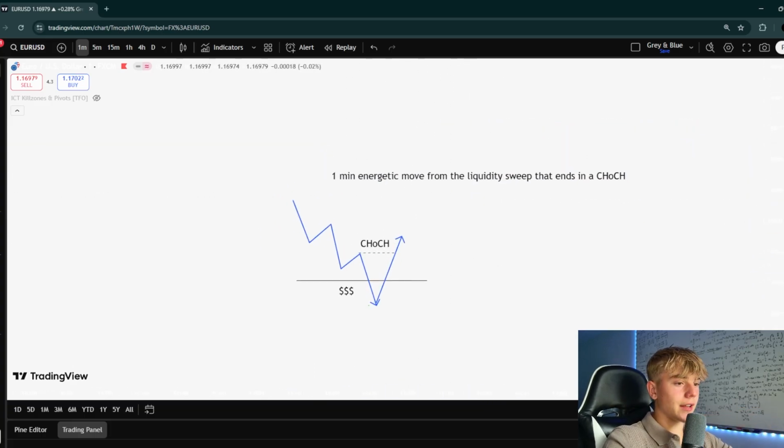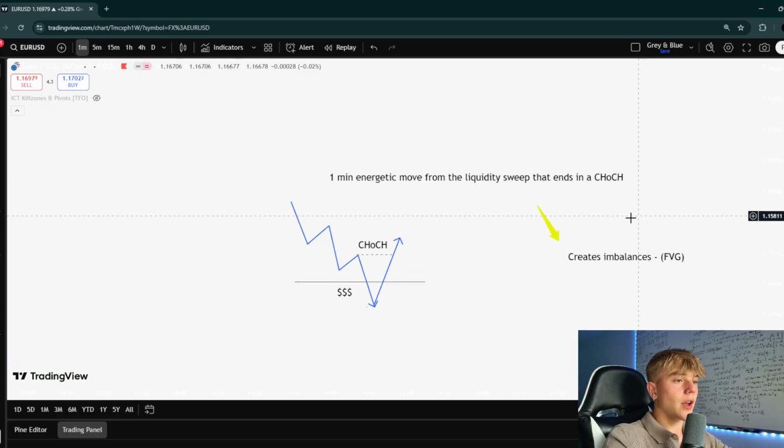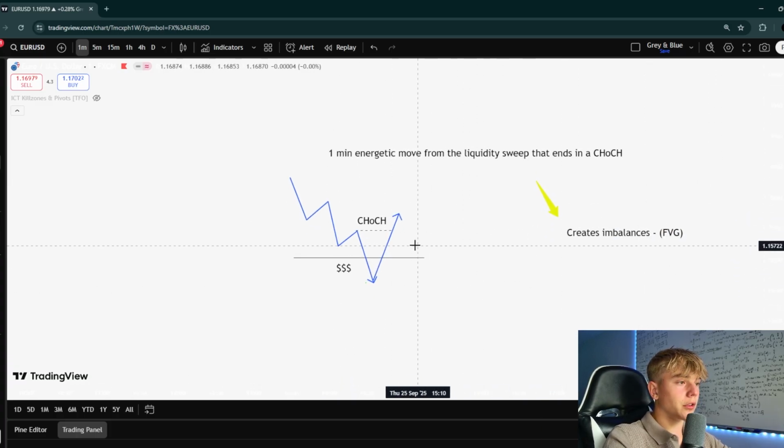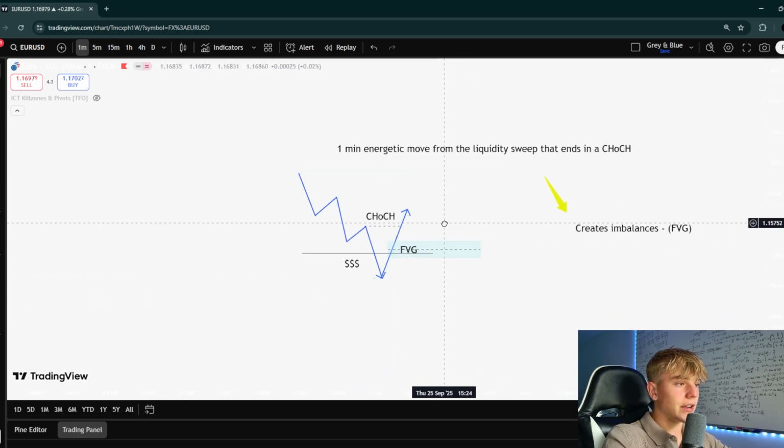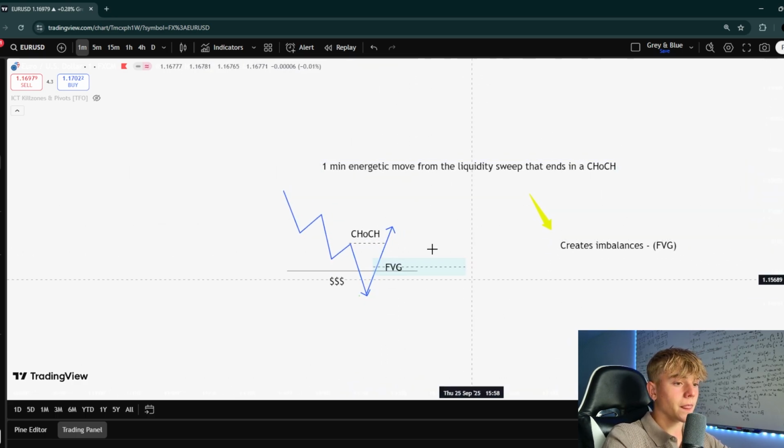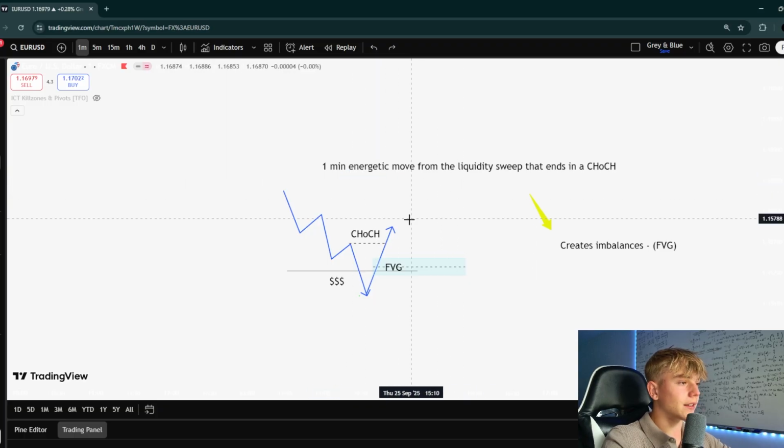Now, what energetic also means is we want to be seeing a move that creates imbalances. An imbalance can also be called a fair value gap. So somewhere in this energetic move, we want to be seeing a fair value gap being created. So let's say we had a fair value gap in this zone. Because it's creating a fair value gap, it shows that price is energetic because it is creating more liquidity in the market.